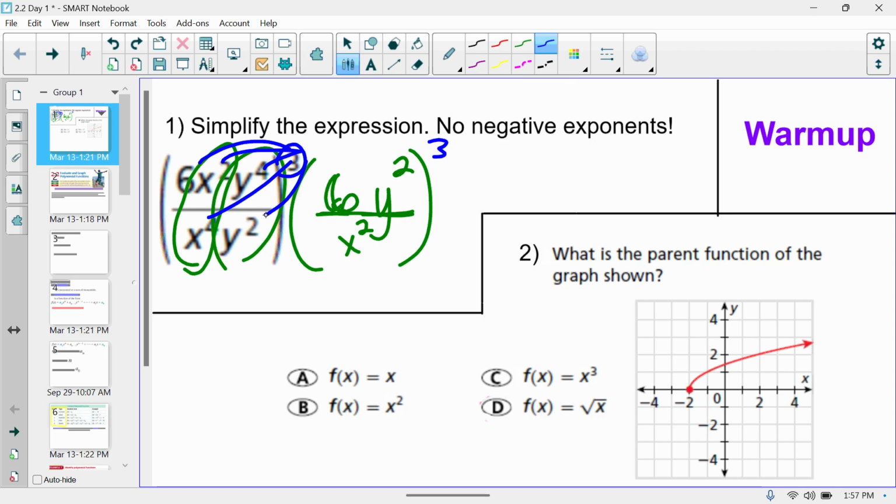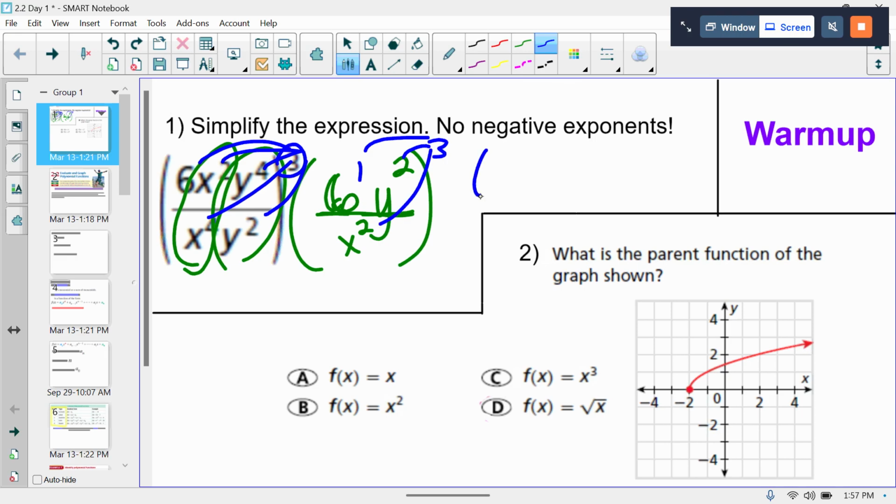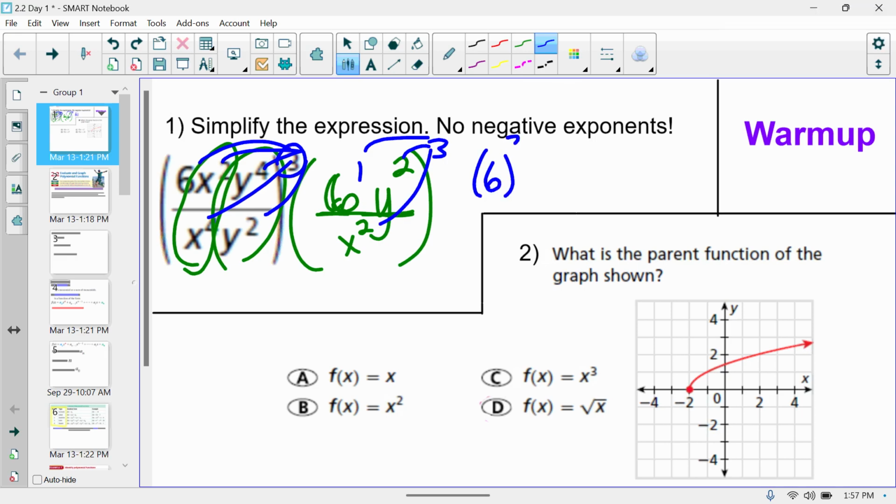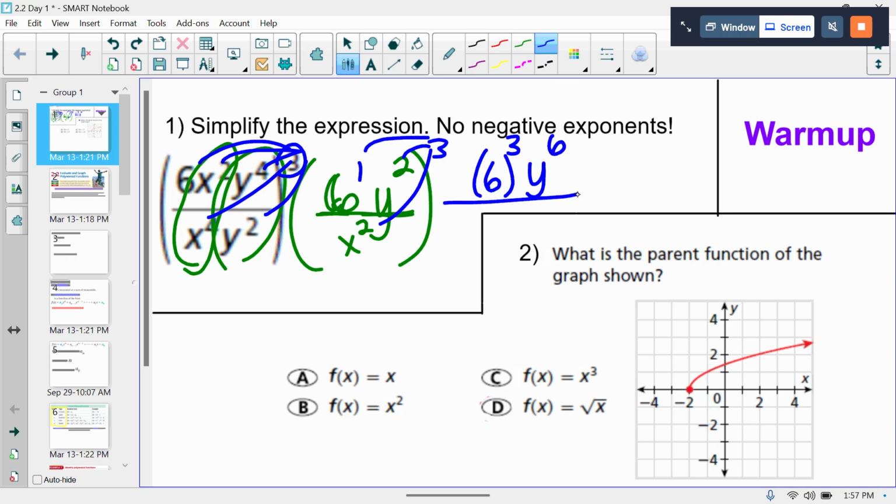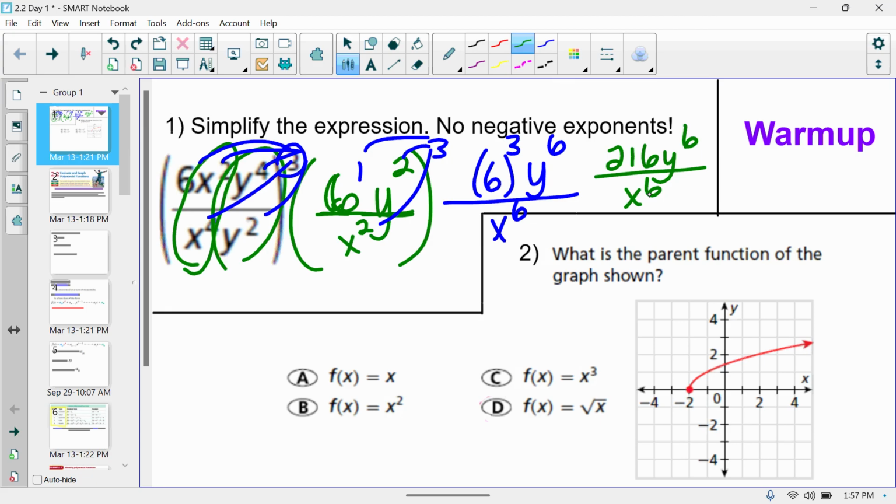So now if I raise, you might want to put a 1 here. If I raise everything to the power of 3, that's 6 to the 1 times 3, and then y to the 2 times 3, and x to the 2 times 3. So then it ends up being 6 to the power of 3. We want to actually evaluate that. That's 216 y to the 6 over x to the 6. So again, you may have done it in a different order than me, but you still should get the same answer.